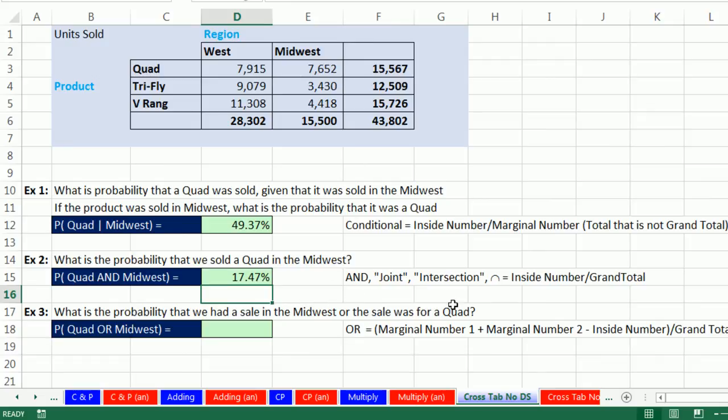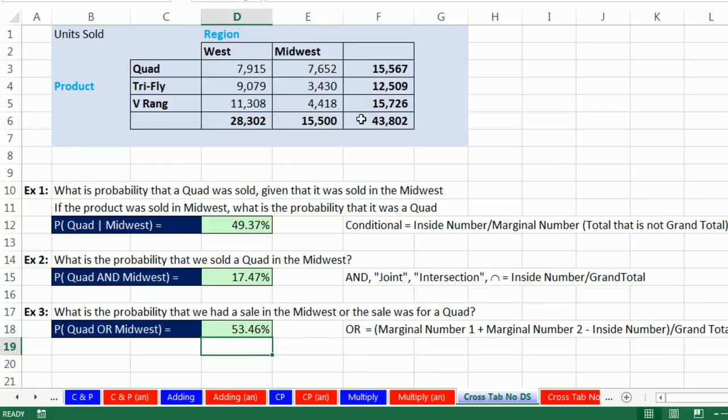Example number 3. What is the probability that we had a sale in the Midwest or the sale was for a quad? So this is an or situation, quad or Midwest. Now, if it's something like quad or tri-fly, that would be a mutually exclusive event. But there's definitely some overlap here. So in the numerator, we're going to take all of the quads, boom, plus all of the Midwest, minus the overlap, the and. We don't want to double count. Close parentheses, and we compare this to the overall grand total. So when we hit enter, the probability is 53.46%. By the way, those were pre-formatted, right, with percentage number formatting.